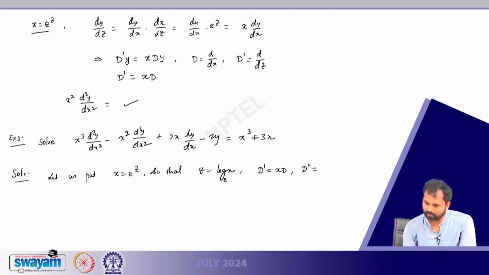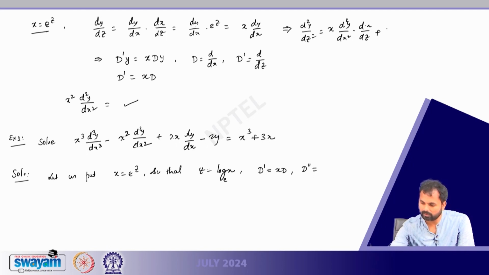So this we have to calculate again, that means we have to find d2y/dx squared here. If I differentiate with respect to z again, this will be d2y/dz squared, and I will have x into d2y/dx squared into dx/dz plus dy/dx into dx/dz.